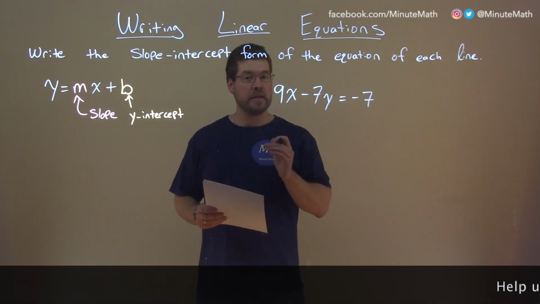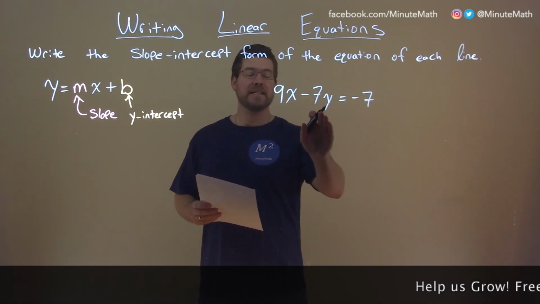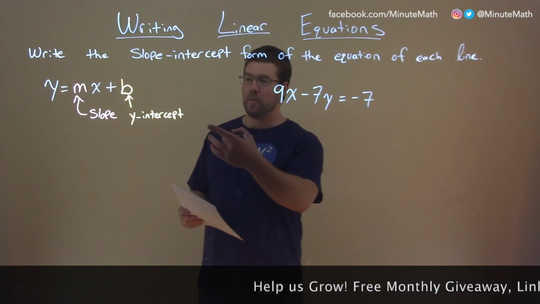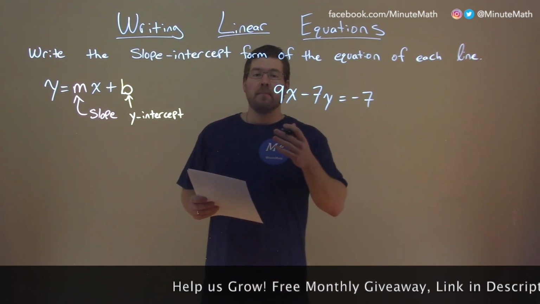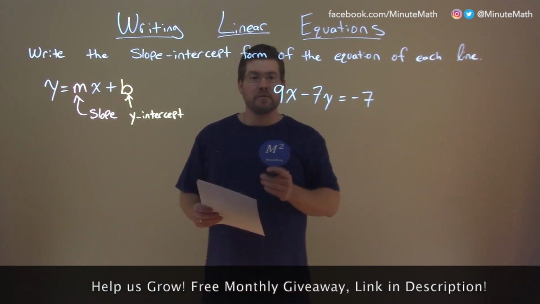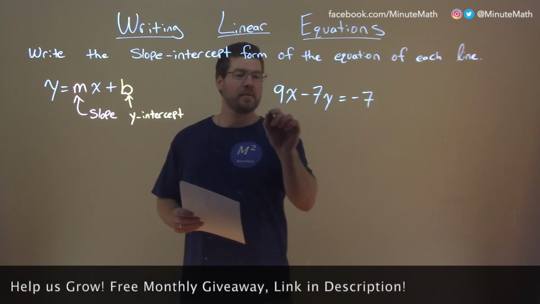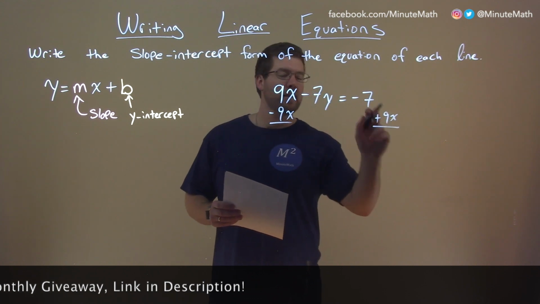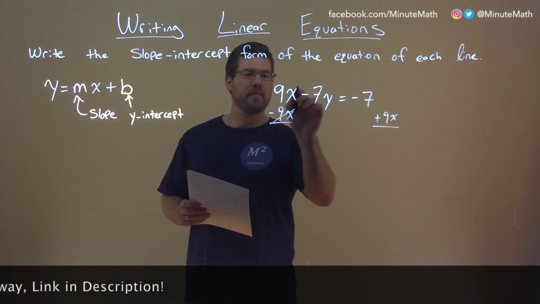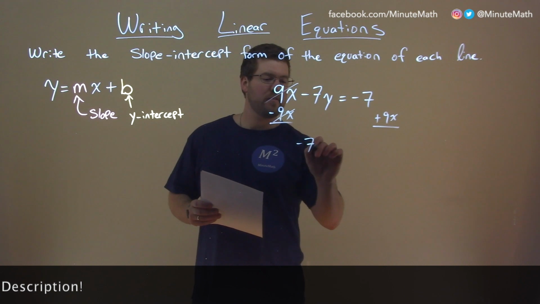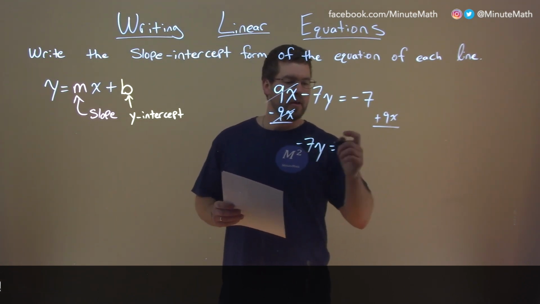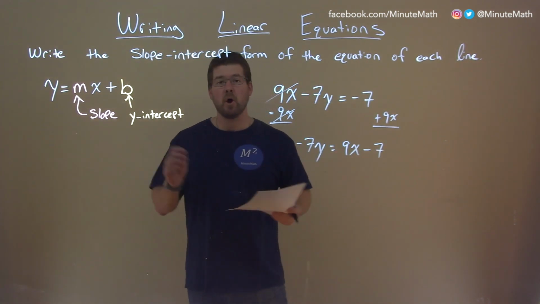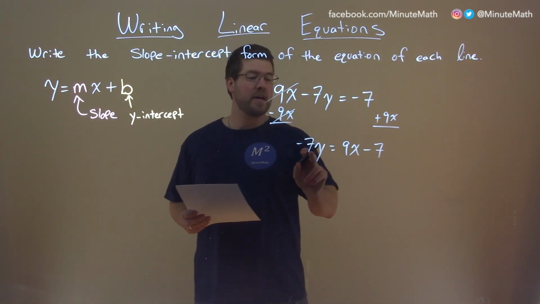I was given this problem, 9x minus 7y equals a negative 7, and I need to write that in slope-intercept form. Main goal here, get y by itself. So we have a positive 9x here. Let's subtract that to both sides. Not like terms here. Can't really combine them, but it cancels that out. Negative 7y here is equal to, let's write the 9x first, minus a 7. Okay? Almost there. We have a negative 7y.